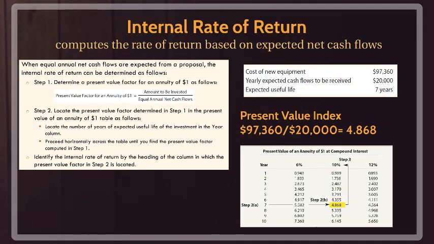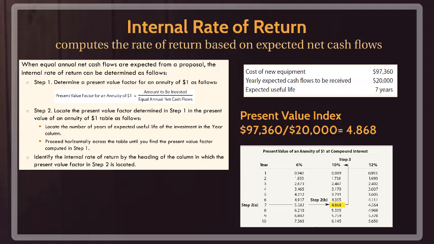And finally, the last way that we can evaluate our capital investments is by using the internal rate of return. The internal rate of return computes the rate of return based on what you expect your net cash flows to be. Therefore, we can use an equation to find out what our present value factor for an annuity would be, and then we'll use that factor, look it up on our table, our present value of an annuity table, to figure out what rate of return this investment would give us. So let's walk through this example.